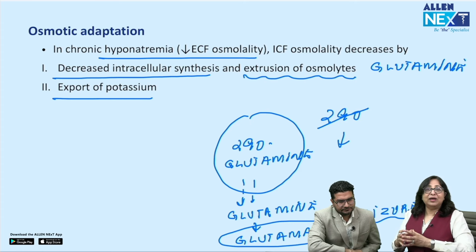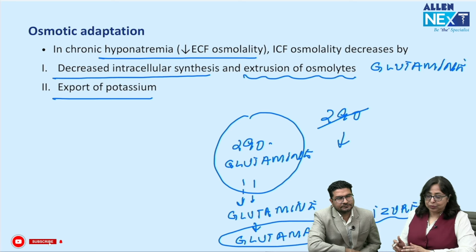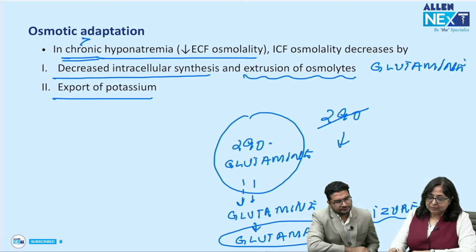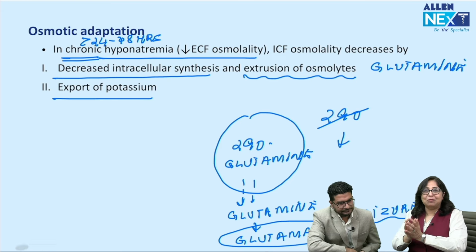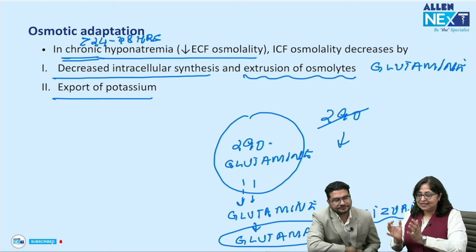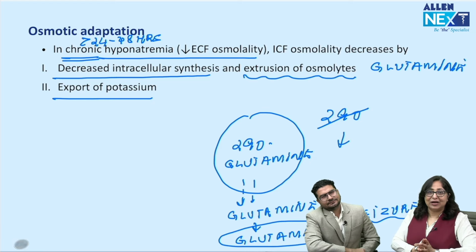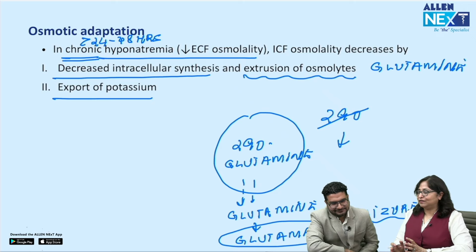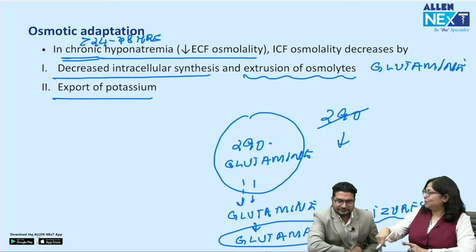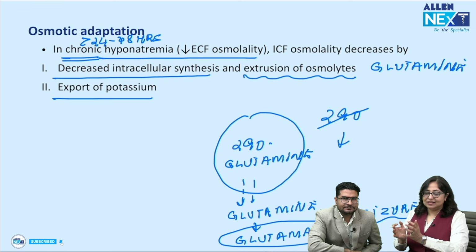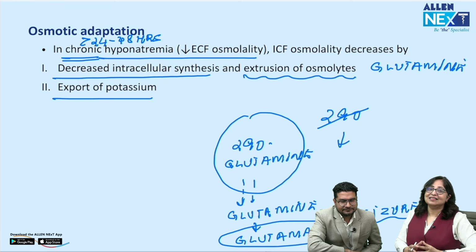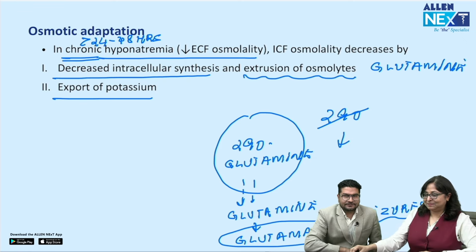Now the reason why we are not going to do a rapid correction of sodium in a patient of hyponatremia, again chronic hyponatremia, more than 24 to 48 hours, is because the brain cells are already osmotically adapted. Inside of the cells have a lower osmolality. If I do a rapid correction of hyponatremia, we are going to create a problem for this patient, which sir has already elaborated. And especially the risk is central pontine myelinosis.